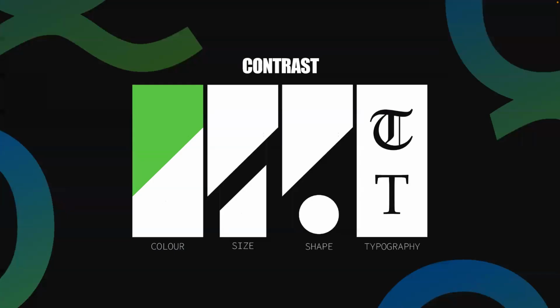All right, so the next design principle is contrast. There are four categories: color, size, shape, and typography. These are very important, and contrast can make or break a design.